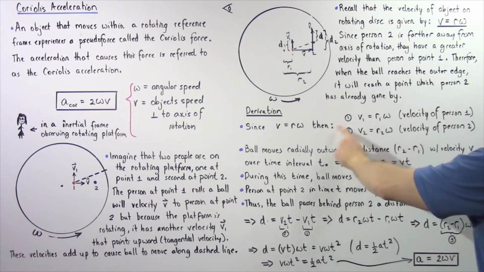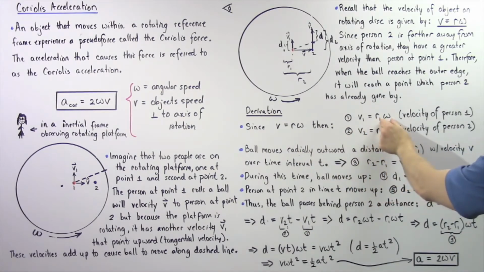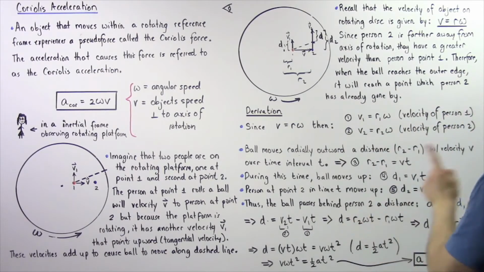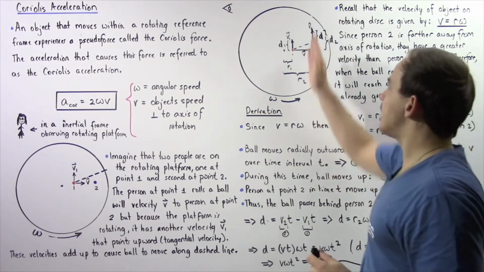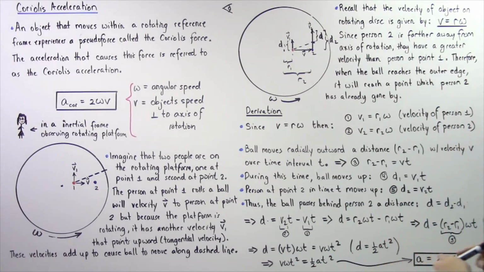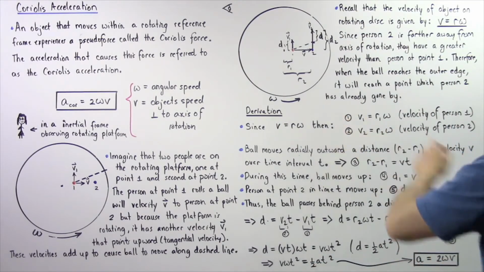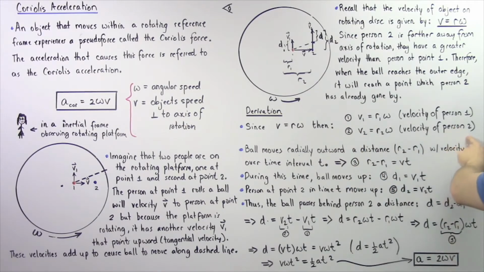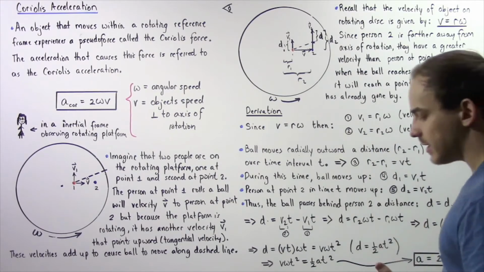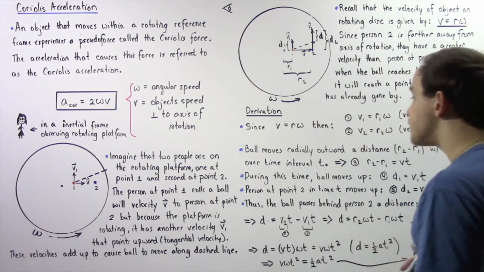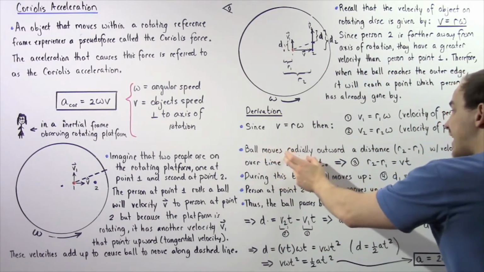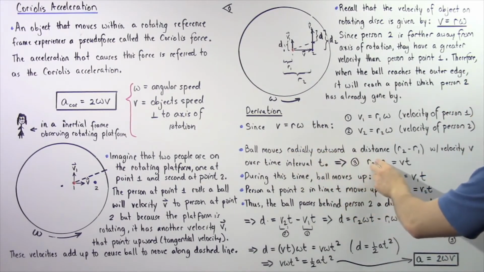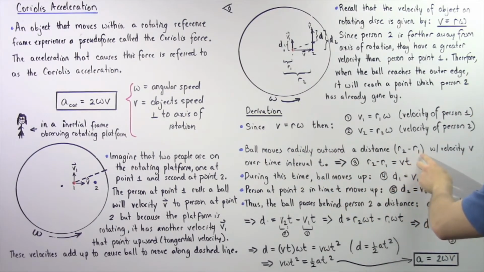So v1 is equal to r1 multiplied by omega, and this gives us the velocity of person 1 as well as the velocity of the ball as it travels in the positive direction along the y-axis. Let's call this equation 1. Equation 2 gives us the velocity of person 2, so v2 is equal to r2 multiplied by omega. Now, notice that the ball moves radially outward a distance given by r2 minus r1.